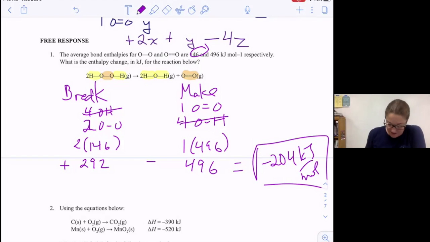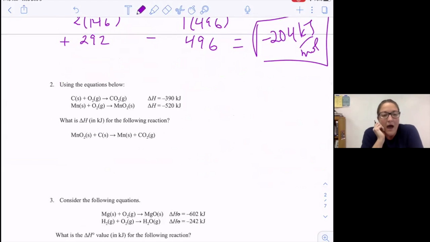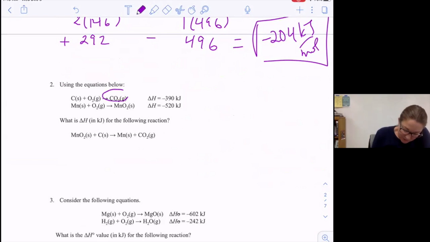Let's take a look at one more in this recording. This looks like a Hess's law question. So I'm going to take the first reaction. What does it have in common with my goal reaction? CO2. Correct number? Yes. Correct side? Yes. I'm not going to do anything to that heat value.